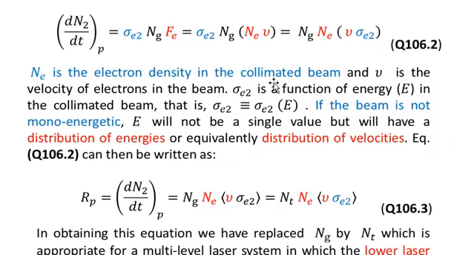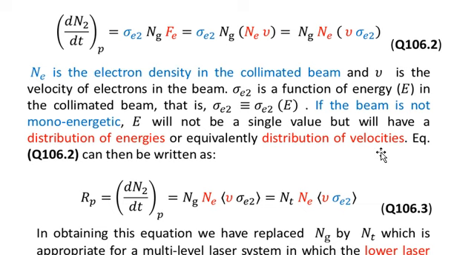Ne is the electron density in the collimated beam, and V is the velocity of electrons in the beam. Sigma E2 is a function of energy E in the collimated beam. That is, sigma 2 can be written as sigma E2 as a function of E, capital E. If the beam is not monoenergetic, E will not be a single value, but will have a distribution of energies, or equivalently a distribution of velocities.